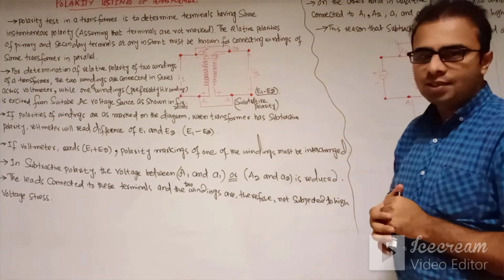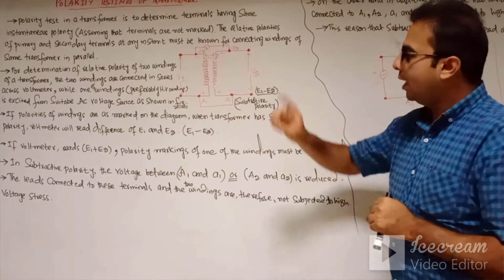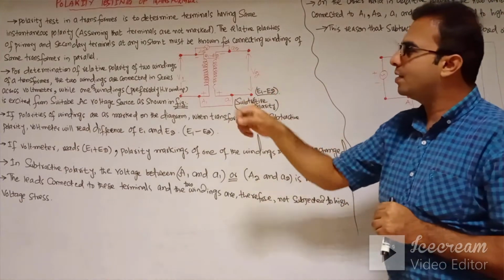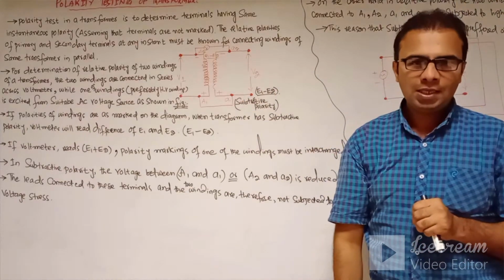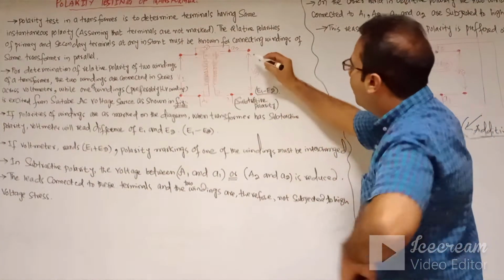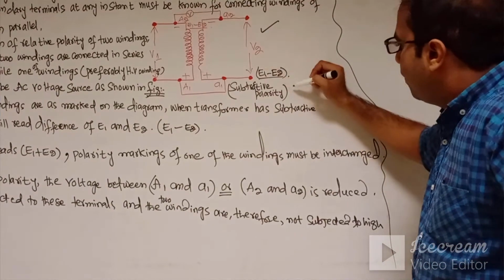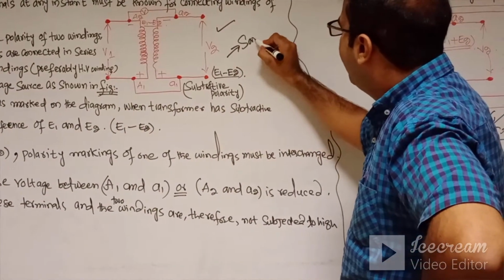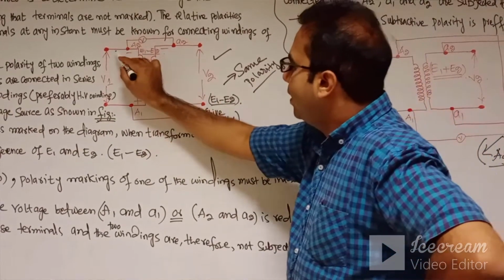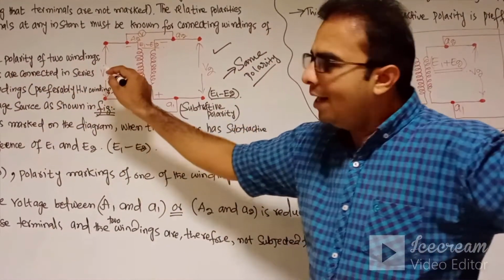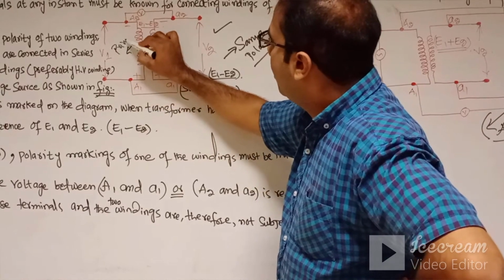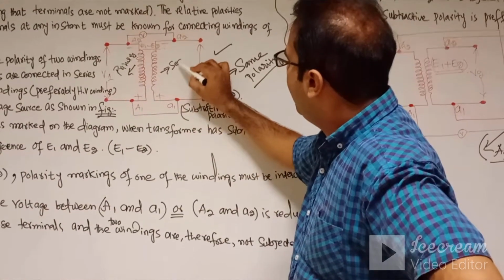The relative polarities of the primary and secondary terminals at any instant must be known for connecting the windings of the transformers in parallel. As you can see, this diagram shows the subtractive polarity, or the same polarity. For the determination of the relative polarity of the two windings, this is the primary winding and this is the secondary winding.